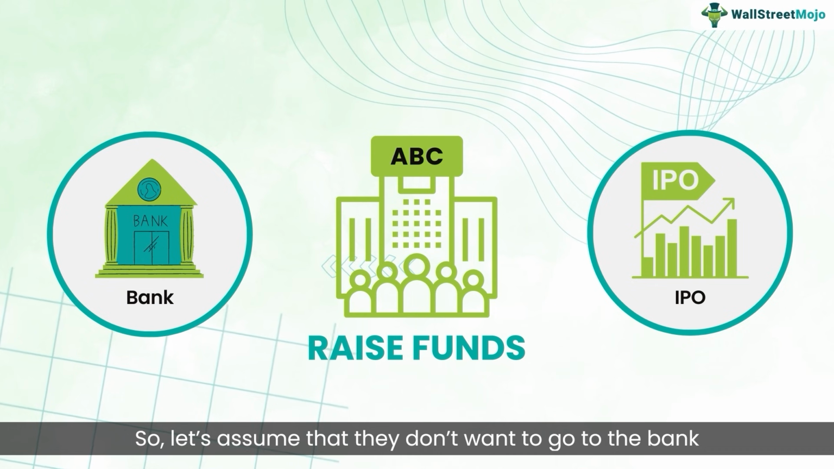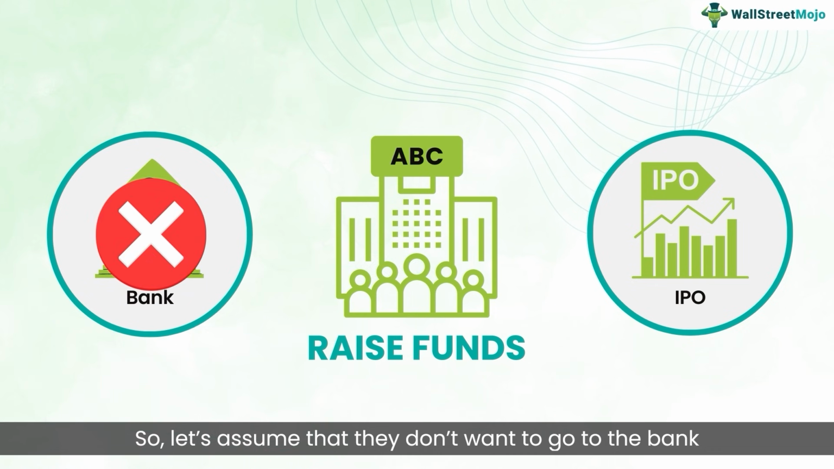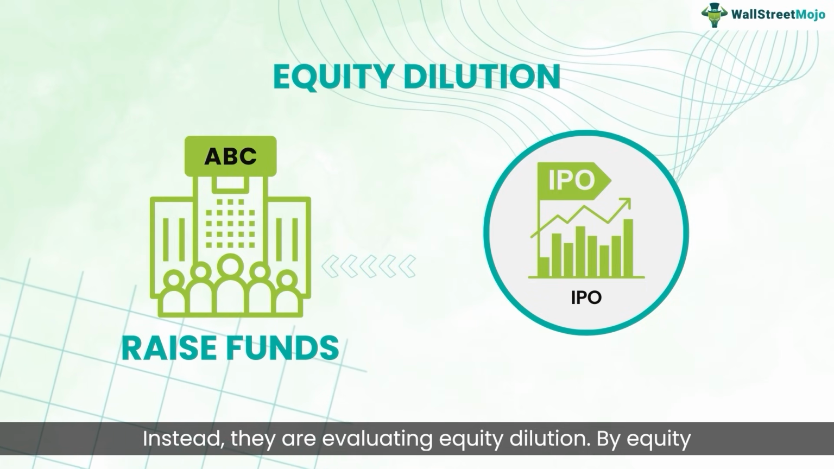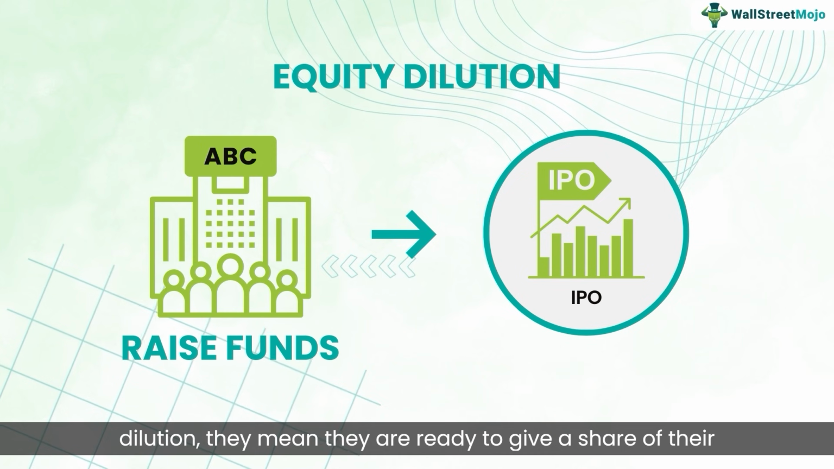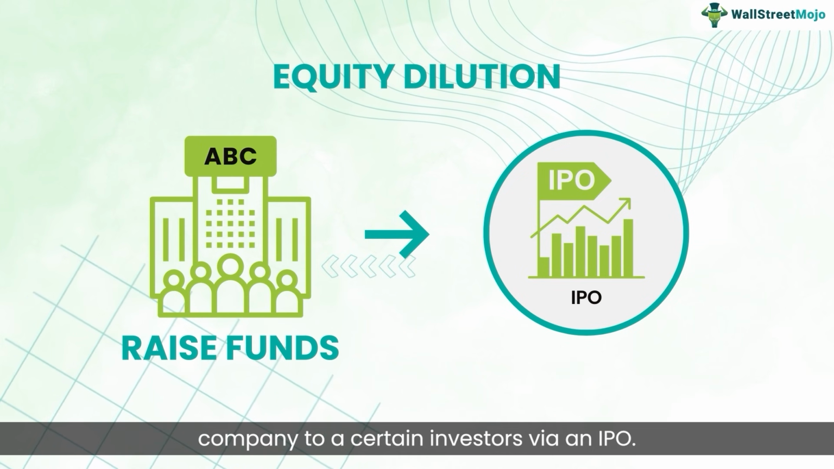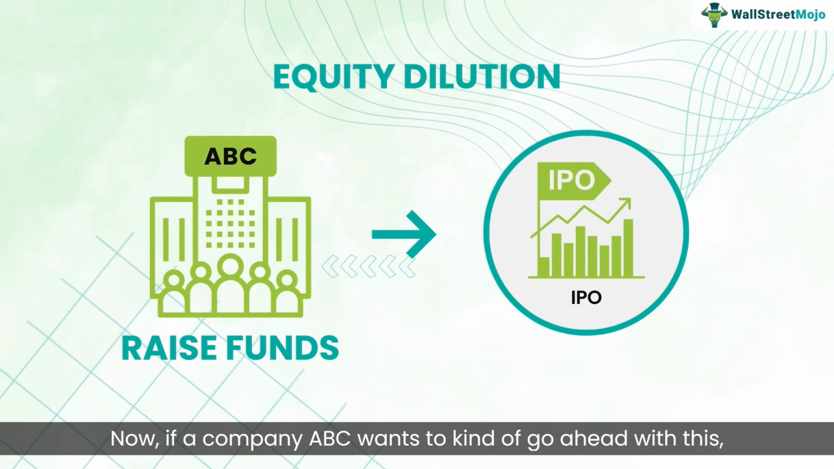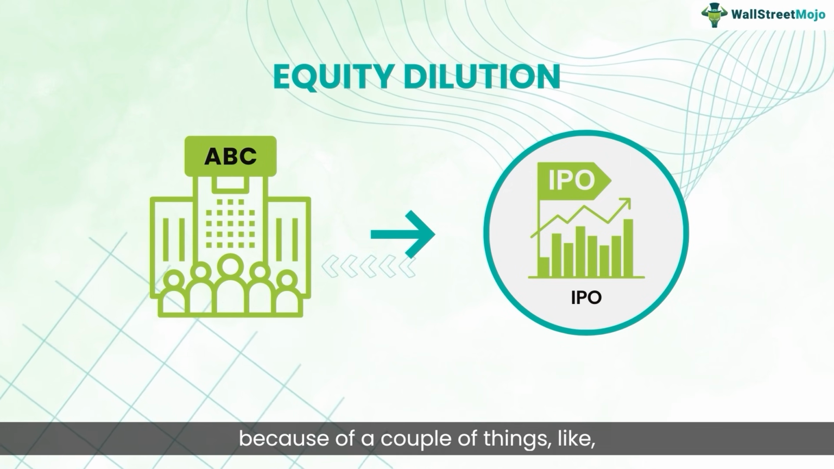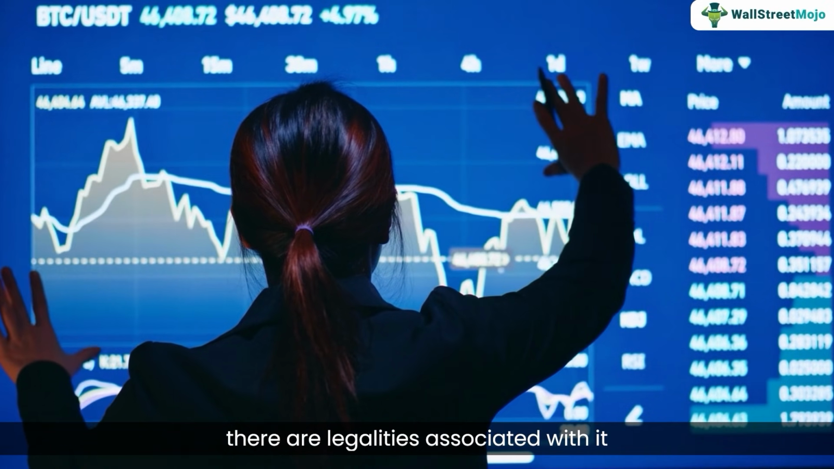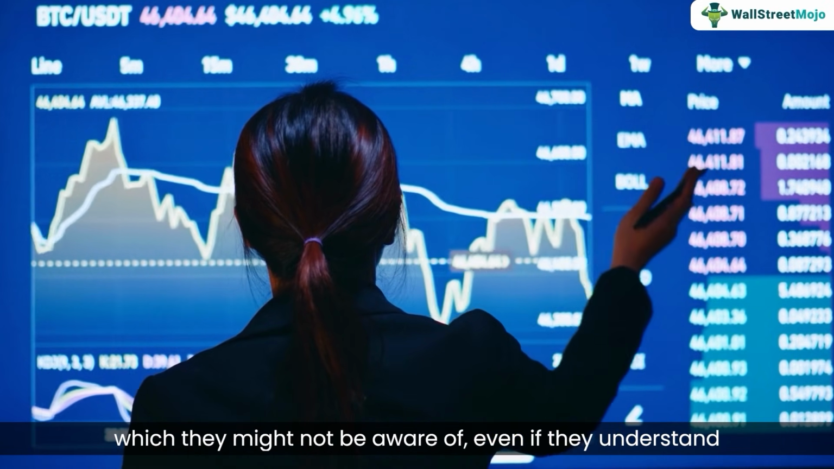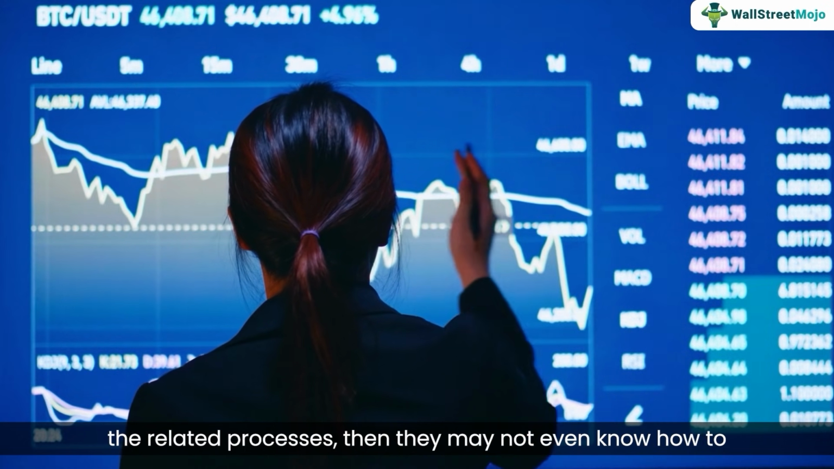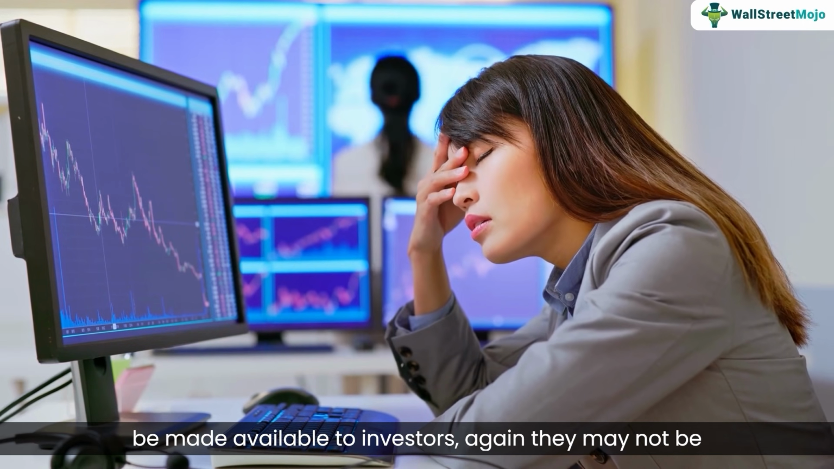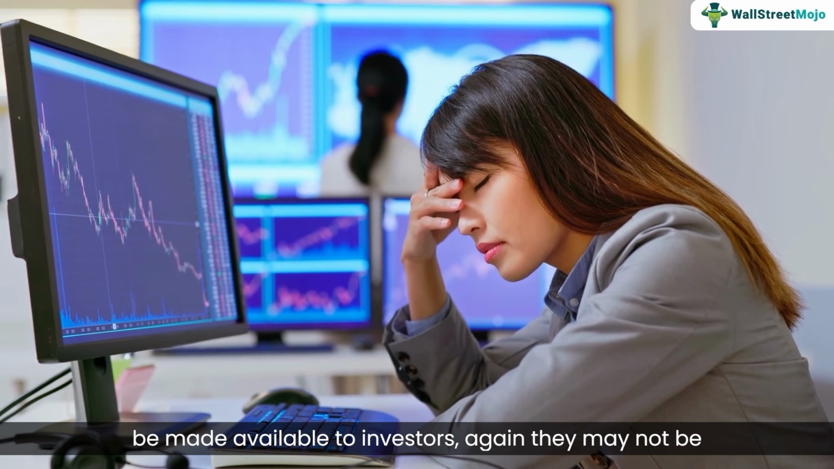Let's assume that they don't want to go to the bank via a debt route for raising further funds. Instead, they're evaluating equity dilution. By equity dilution, they mean they're ready to give a share of their company to a certain set of investors via an IPO. Now, if company ABC wants to go ahead with this, they will find it really tough because of a couple of things. There are legalities associated with it, which they might not be aware of, or even if they understand the related process, they may not know how to execute it. Also, at what price or valuation should shares be made available to the investors? Again, they may not be aware of that.